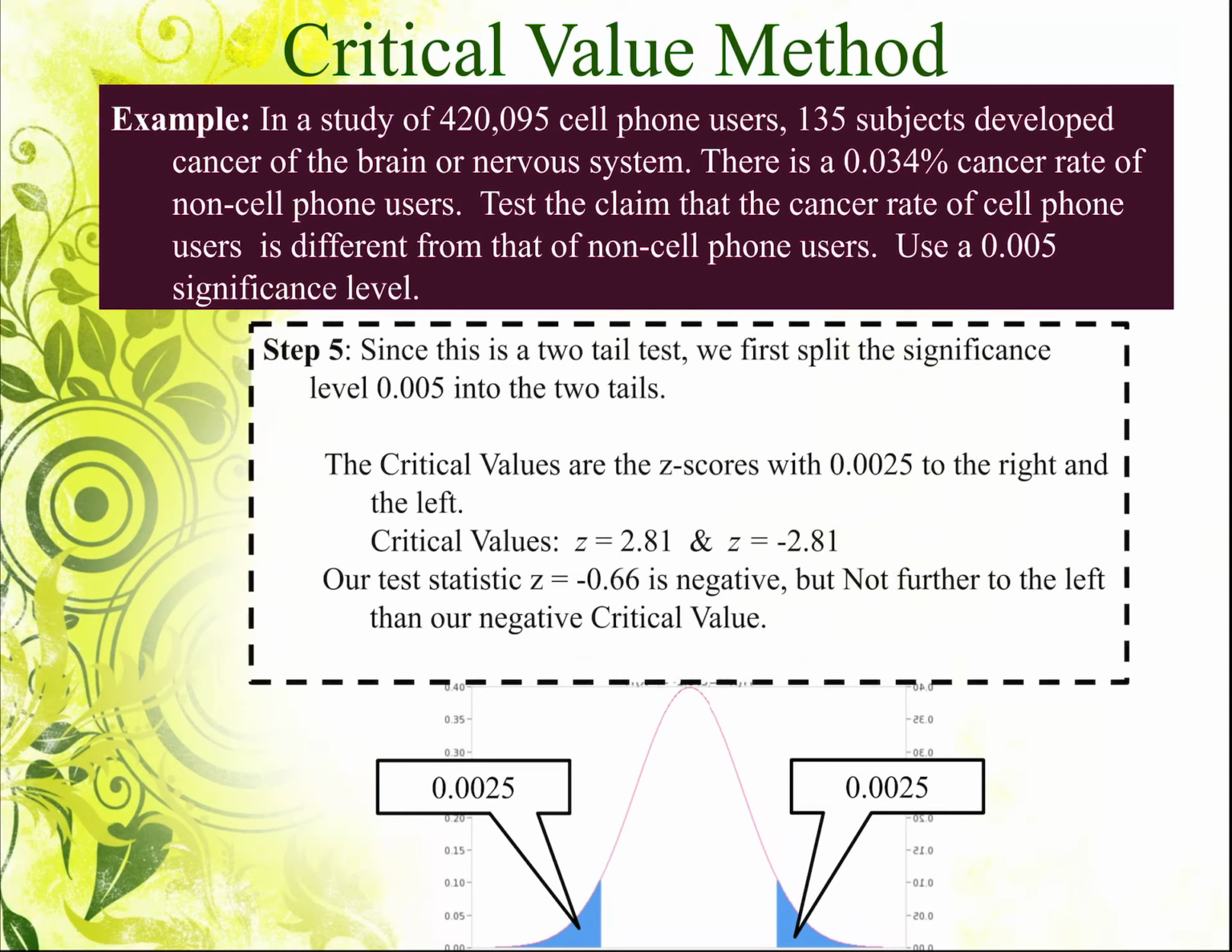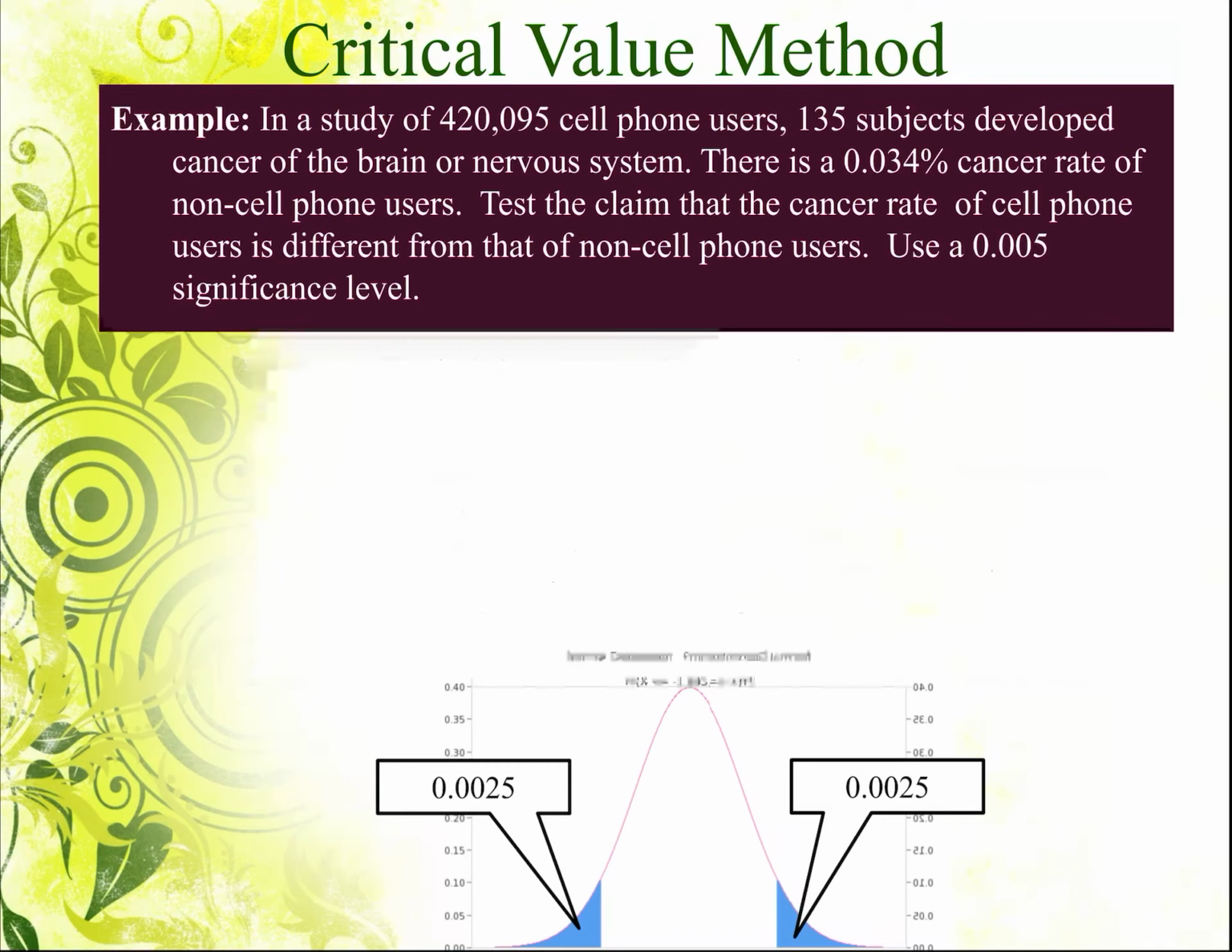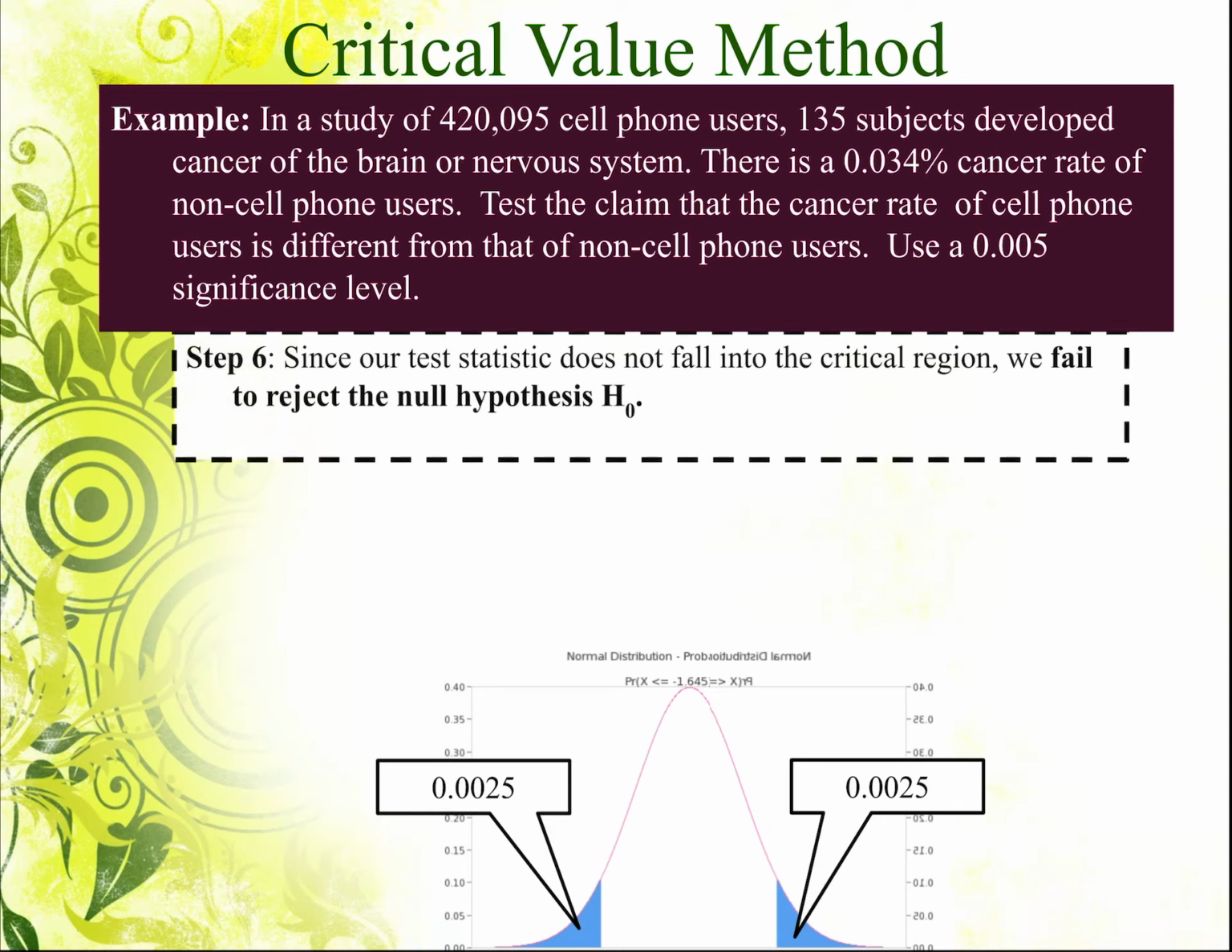But our test statistic is between those two values. So it's not more extreme than the two critical values. So the number we get from the data, the test statistic, is in the white region in the middle and not in our critical region. That means that we fail to reject the null hypothesis.